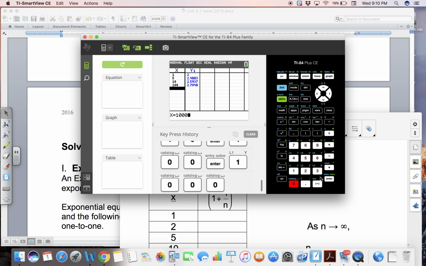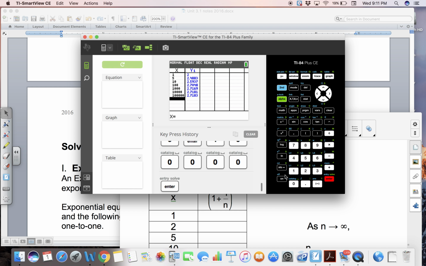1,000, 2.7167. 10,000. It's 2.7181. Let's do 100,000. 2.7183. And you can pretty much tell it's going to this number, 2.718. It goes on forever. This number is an irrational number.